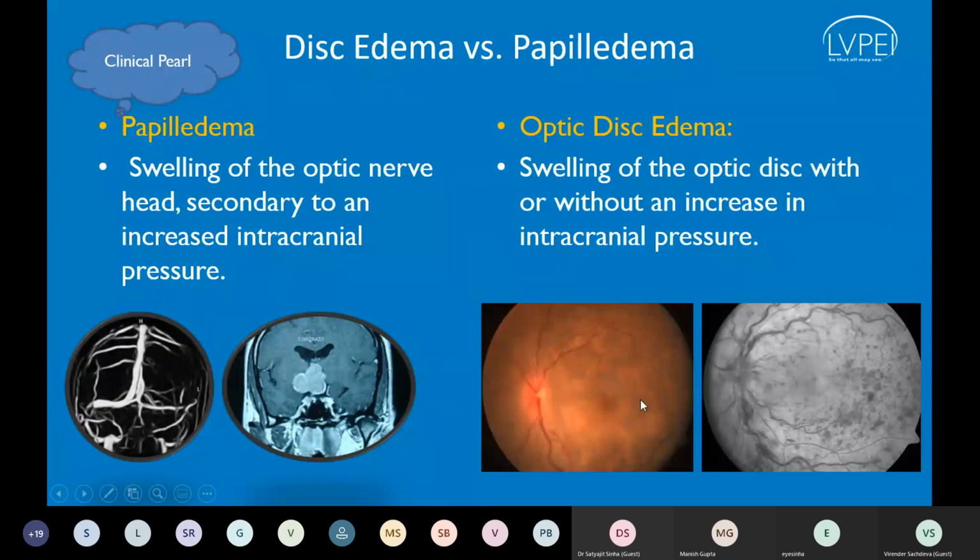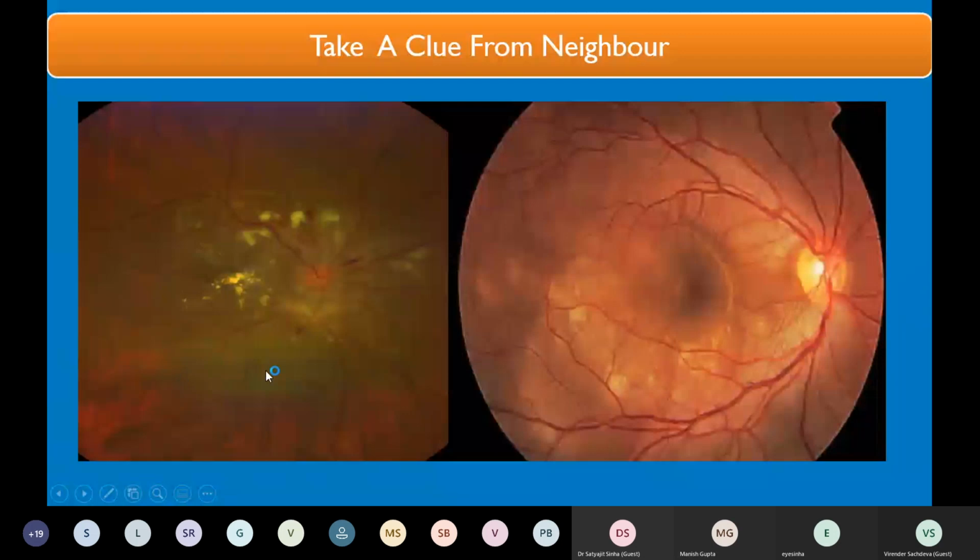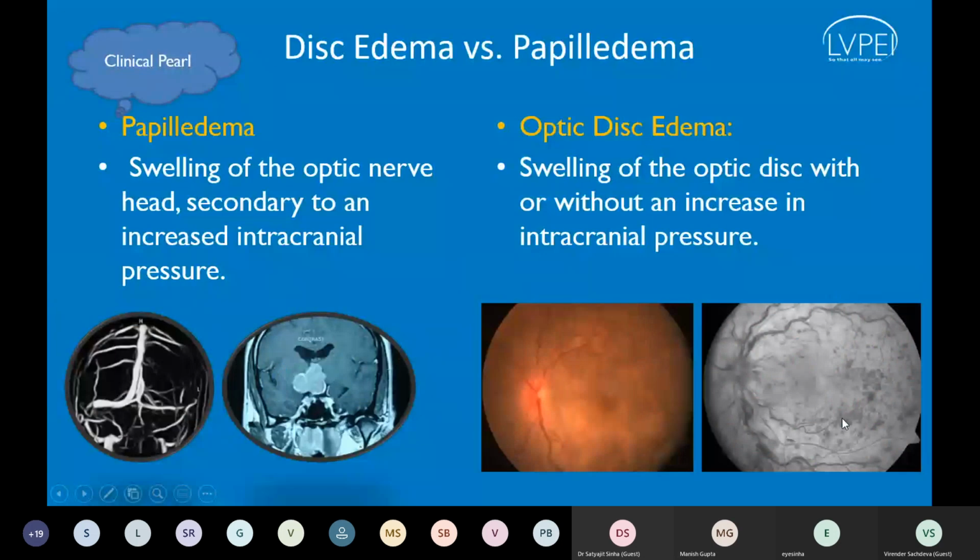Whereas disc edema is a generic term which refers to disc swelling irrespective of whether there is increased pressure or not. So there could be retinal causes also. Let's see some of them. You can see a CRVO here, and you can see the presence of disc edema along with some hyperreflective spots here. So this patient is actually having a VKH syndrome.